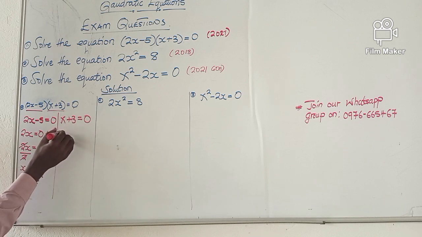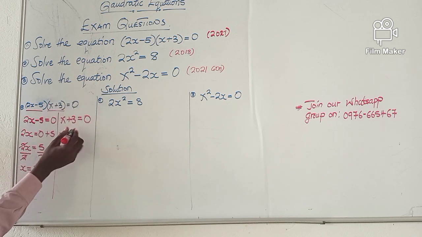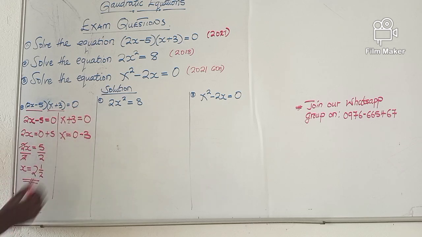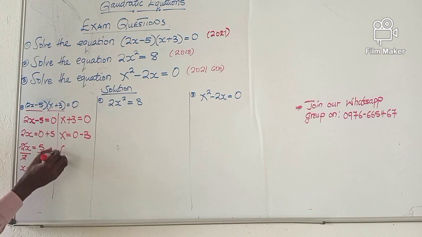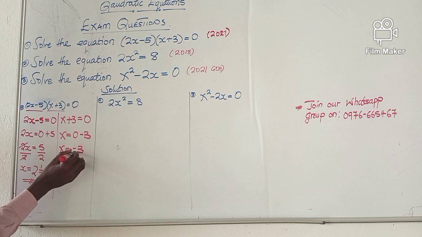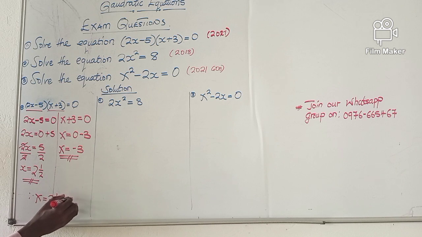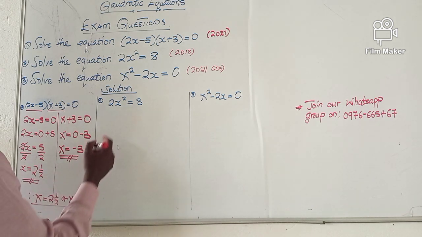We come to this side and do the same. So x will be equal to 0, and this positive 3, when it crosses the equal sign, becomes a negative 3. I hope you're following. So x will be 0 minus 3, it gives us minus 3. So those are the two answers. Therefore we can say x is equals to 5 over 2 or x is equals to negative 3. That is your answer.